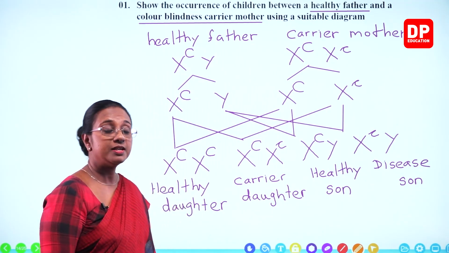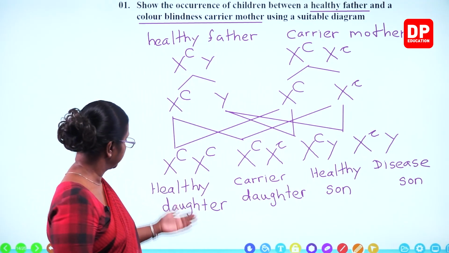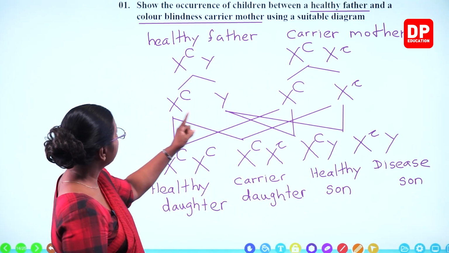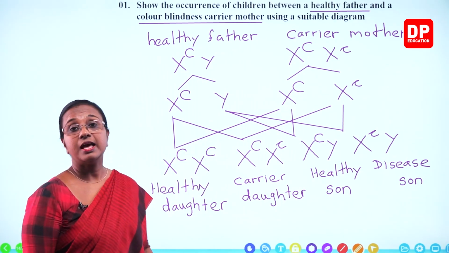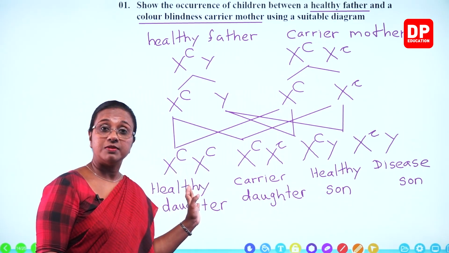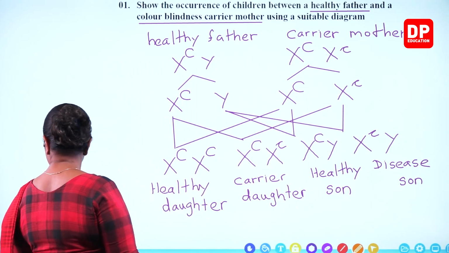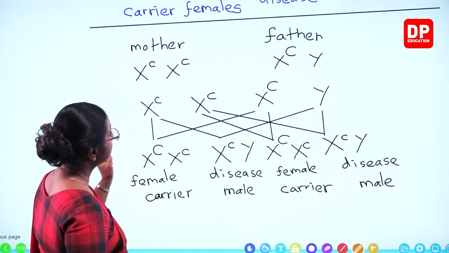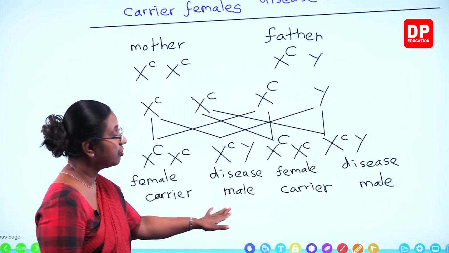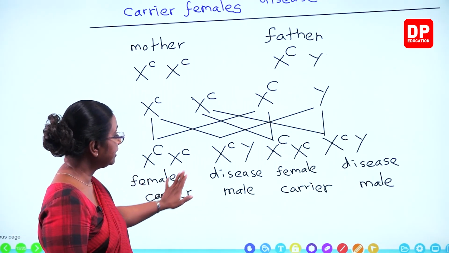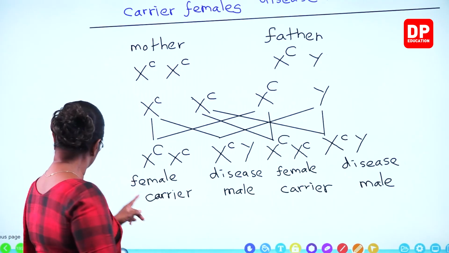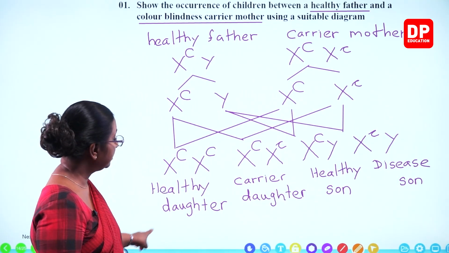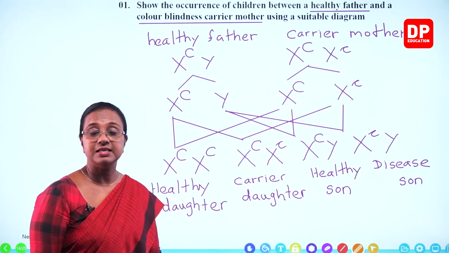Now can you see the difference in genotypes? Healthy daughter, carrier daughter, healthy son, diseased son, because the parents are different. Healthy father, carrier mother. This is different from what we got in the previous question. Just to check, you can see here the mother has the disease, father is healthy, so the ratio is different. Daughters are carriers, sons have the disease. That is different from this instance. Healthy father, carrier mother: healthy daughter, carrier daughter, healthy son, and diseased son.